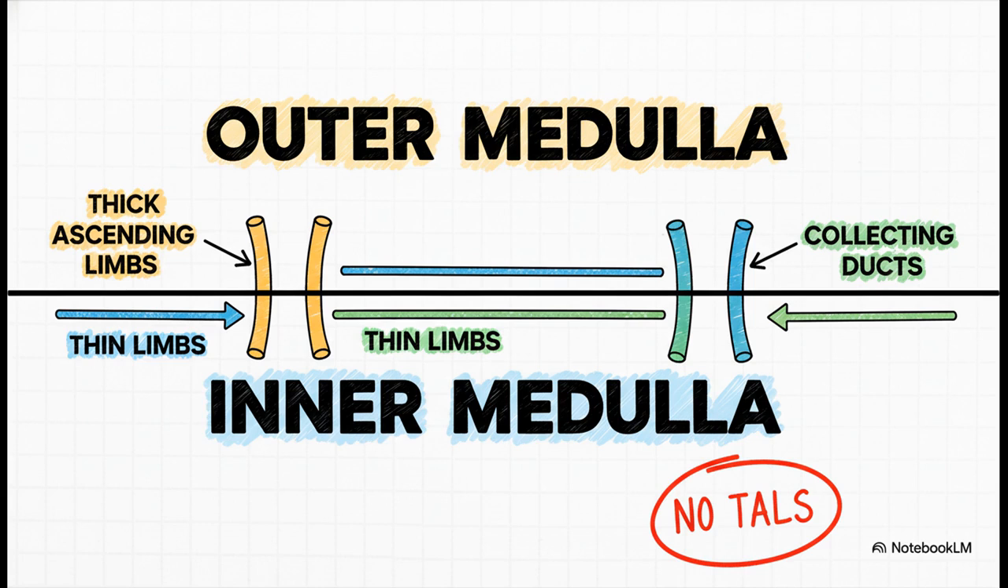That's right. The border between the outer and inner medulla is literally defined by the disappearance of the TAL. The second you cross that line into the inner medulla, boom, it's gone. All you've got left are thin limbs and collecting ducts. That is a classic exam trap.